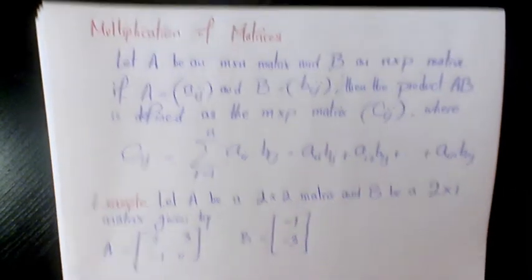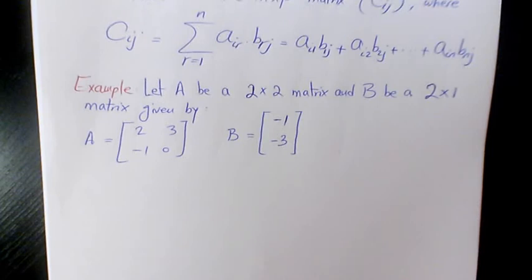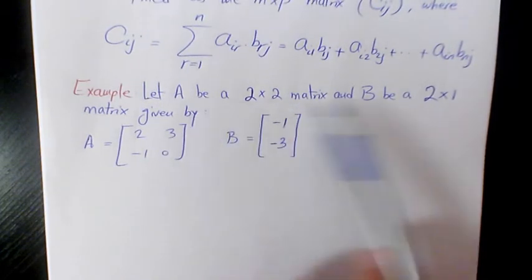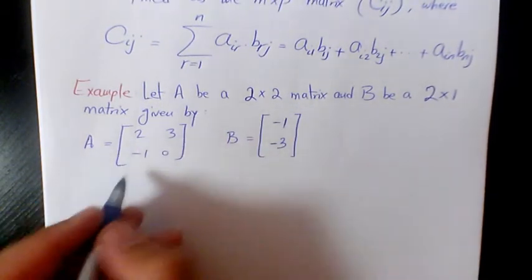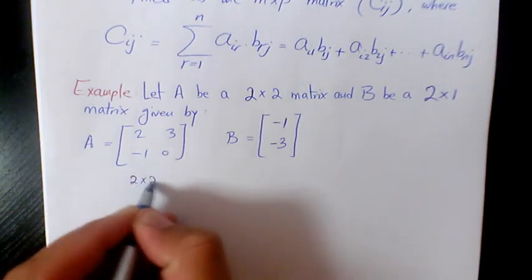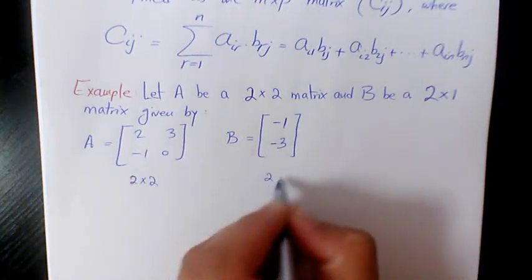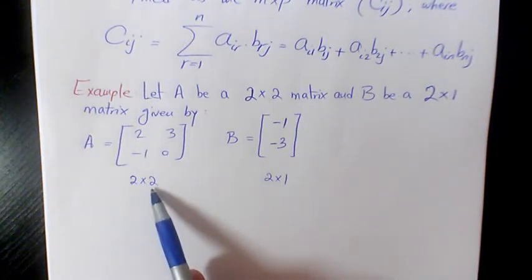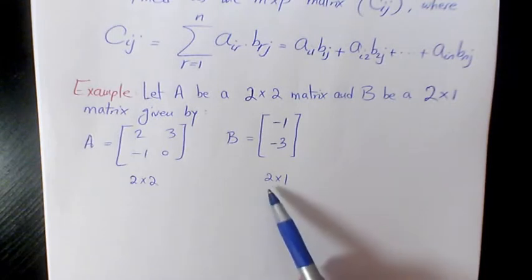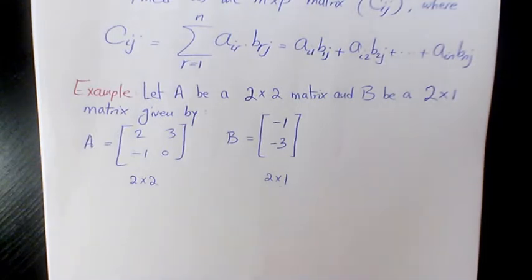Let's see an example. It's going to be much easier if you see an example. First of all, when we multiply two matrices, A in this case is 2 by 2, and here B is 2 by 1. So the number of columns of the first matrix has to be equal to the number of rows of the second matrix. Otherwise, we cannot multiply these two.